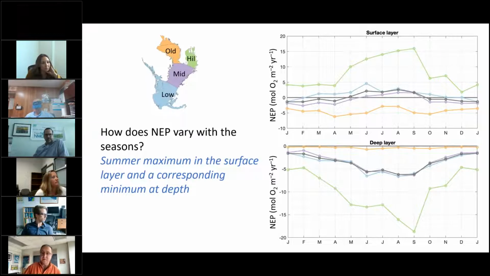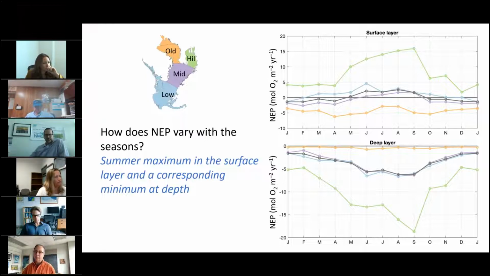How does NEP vary with the seasons? Well, the top graph there is the surface layer long-term average annual cycle, and the bottom is the deep layer annual cycle in the 4 different regions. Generally, we see the rates peaking in the summer, getting most positive in the surface layer in the summer and most negative at depth.